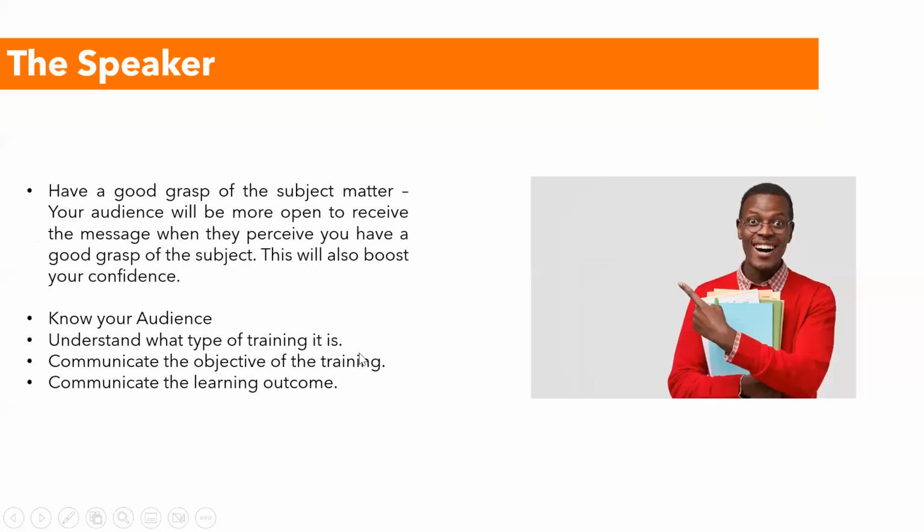All right. So we're saying that it's important that you communicate the objective. Please mute your mic. Thank you very much. So it's important that you communicate the objective of the training and also the learning outcome. That helps the participants be able to relate better to what you're going to speak to them. All right, let's move on.